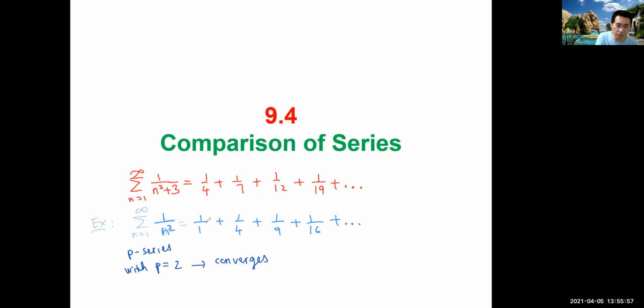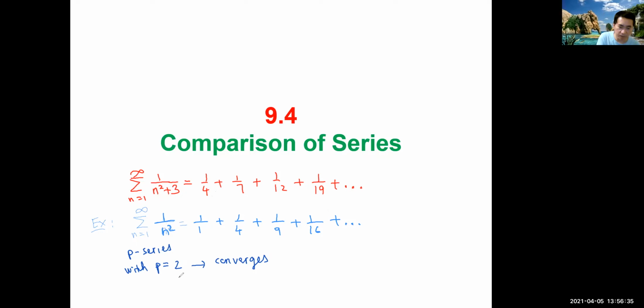If you compare term by term, which one is bigger, which is smaller? You see that 1/4 is smaller than 1, 1/7 is smaller than 1/4, 1/12 is smaller than 1/9, and 1/19 is smaller than 1/16. So every single term in this red series that we want to test is always smaller than the corresponding term in the blue series.